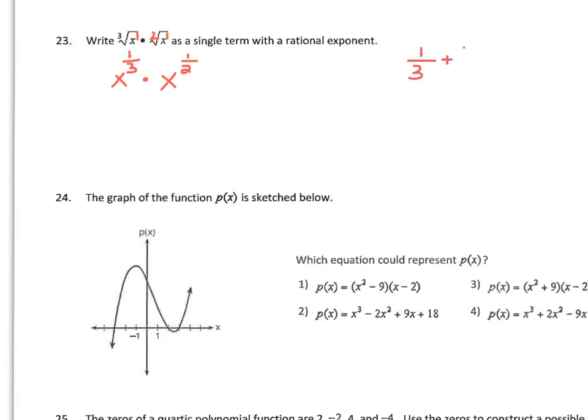plus 1/2. So we need to find a common denominator. The common denominator is going to be 6. So I'll multiply the first fraction by 2/2 and the second fraction by 3/3. So that's going to leave me with 2/6 plus 3/6.